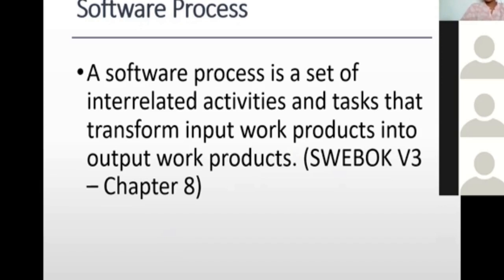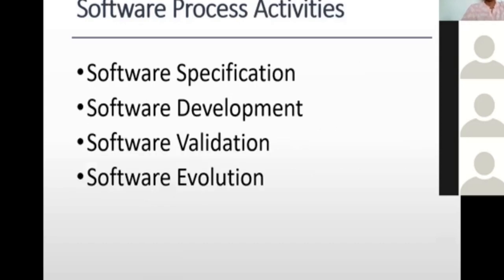So the software process is also a set of interrelated activities and tasks that transform input to output. In tea making, what we have done is transform ingredients to the output. Here also, in software, we are transforming the inputs to the output. Okay. Now, in the software development or the software process, right?